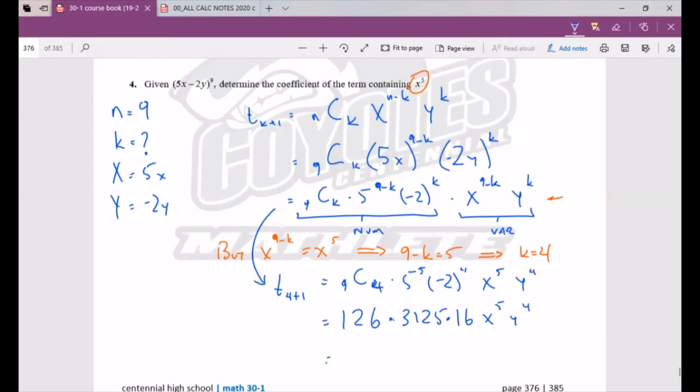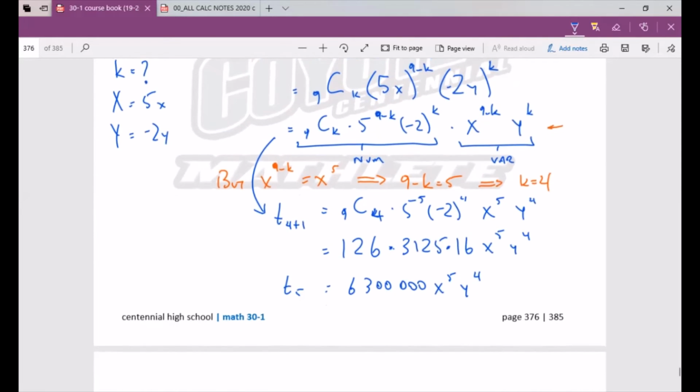After everything is said and done, this is T5 equals 6,300,000 x to the 5, y to the 4.